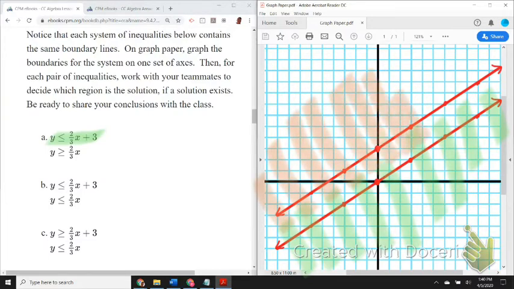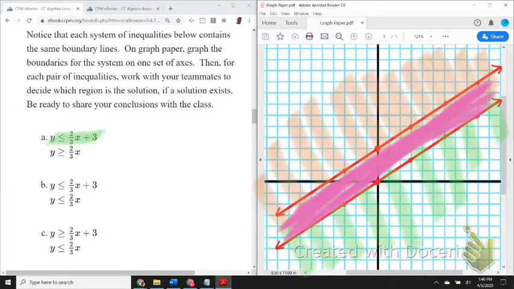So you're going to ask yourself, which one is our overlapping region? And it should be in that middle zone right there. This is going to be our solution. Again, if it lands on the line, it's still part of the solution when it's greater than or equal to, or less than or equal to. So that pink shaded area is going to be our solution. Why don't you do the same thing for problem B and come on back.